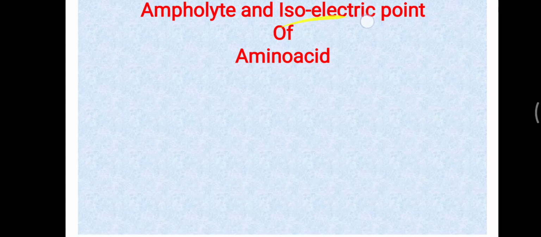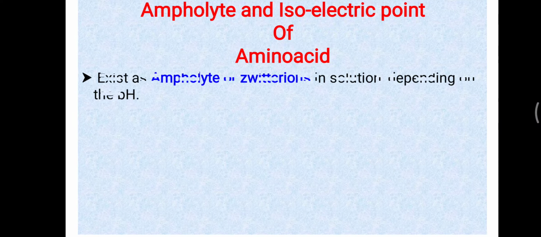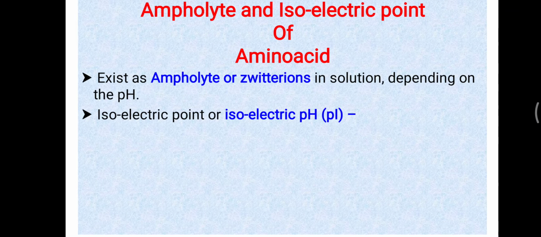Hello friends, today we will discuss one of the important properties of amino acids, that is ampholyte or isoelectric point. Simply, we can say: what happens to this amino acid when it is kept in an acidic or basic solution? This amino acid will show one characteristic, that is as an ampholyte. So it will show different characteristics in acidic and basic pH. This amino acid acts as an ampholyte or zwitterion in solution, and that all depends on the pH.